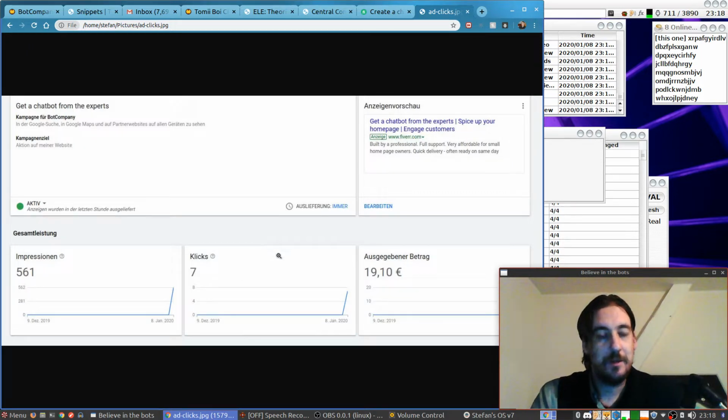The ad click-through rate is good though. 7 divided by 561. This is the ad up here. 1.5% click-through rate. So I made a good ad, but does this work? I don't really know. I dialed down the frequency, so I only pay 3 euros per day.